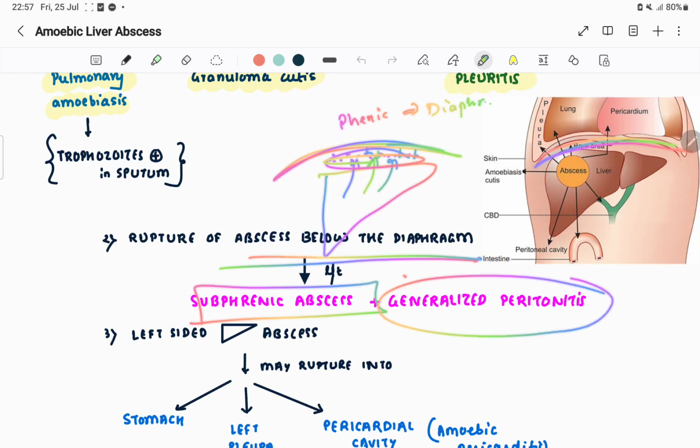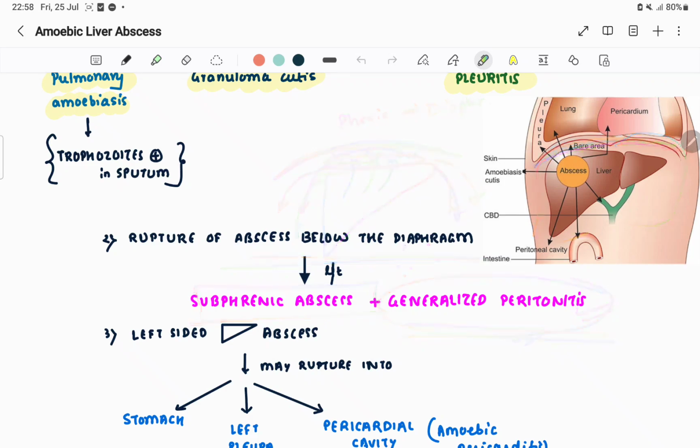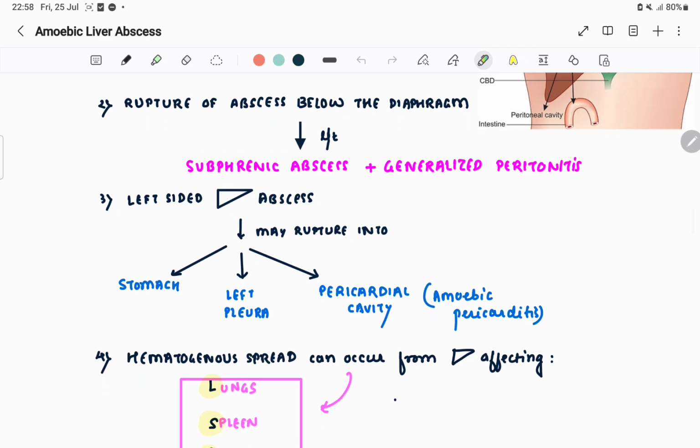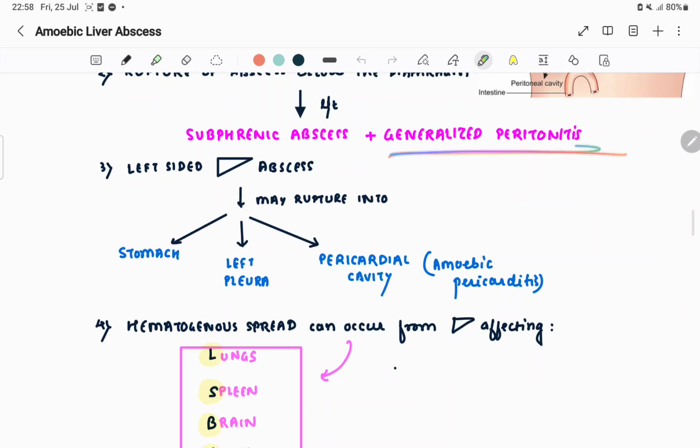And generalized peritonitis means this will spread here, and there will be inflammation of the peritoneum. You know, there is a peritoneum covering all over the abdomen. So there is generalized peritonitis due to excess fluid or pus of rupture of abscess. Okay, so below the diaphragm, subphrenic abscess and generalized peritonitis. This is very dangerous and very fatal.